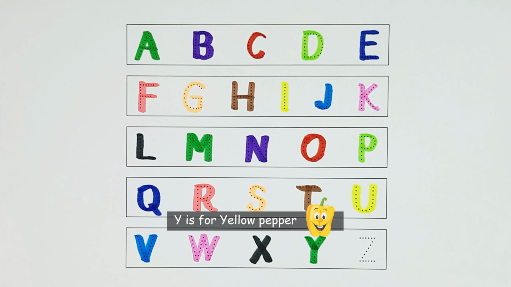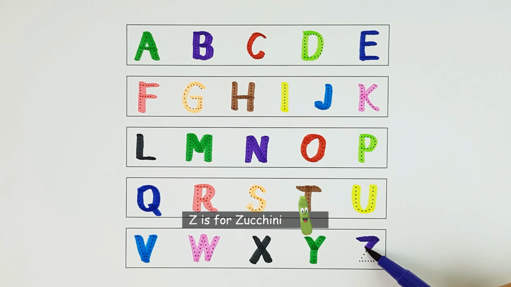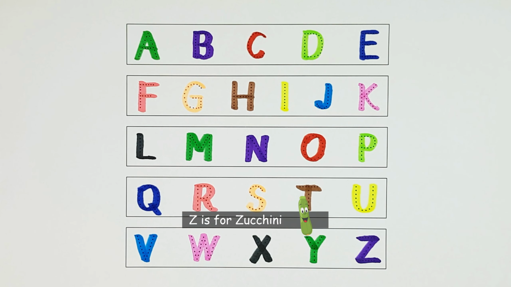Y is for yellow pepper. Y. Z is for zucchini. Z.